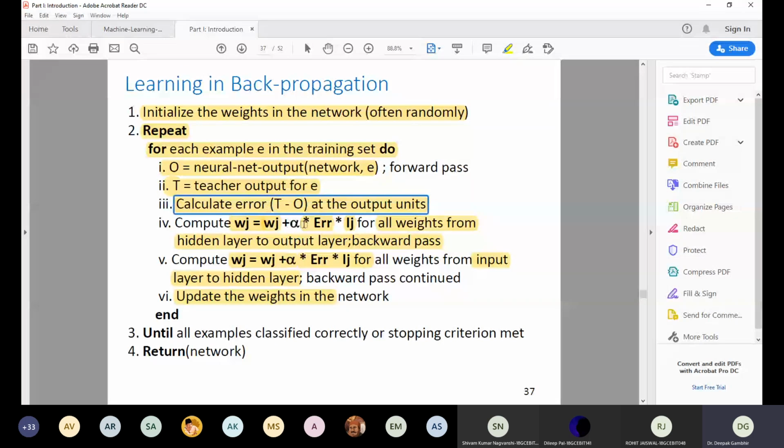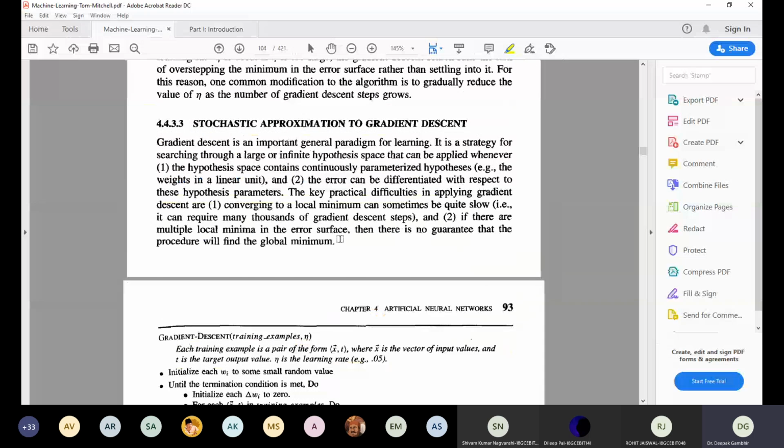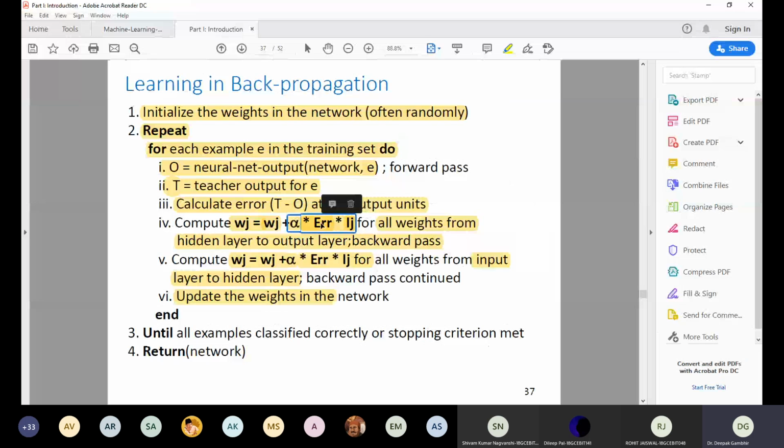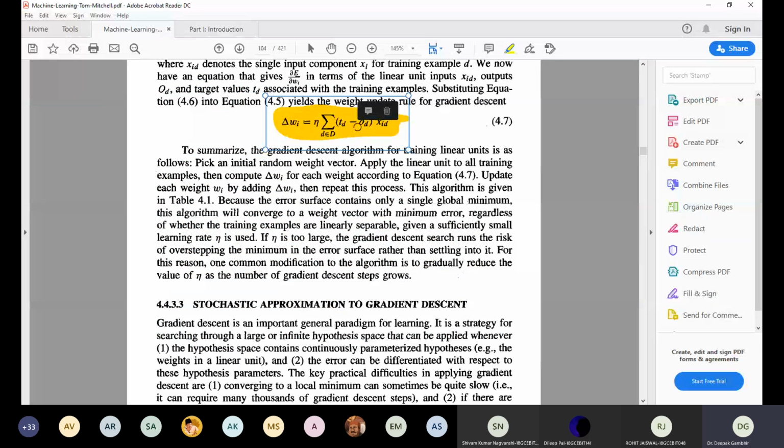Then compute alpha times error into ij, where alpha is same here as eta, that is learning rate. Some write it as alpha, some write it as eta, and t minus o, that is target minus output. Here it is error. Here it is shown that error is t minus o in capital, and here t minus o in small. That is one and the same thing, but it is shown as summation here.